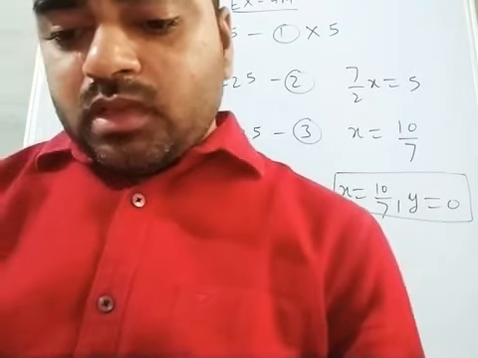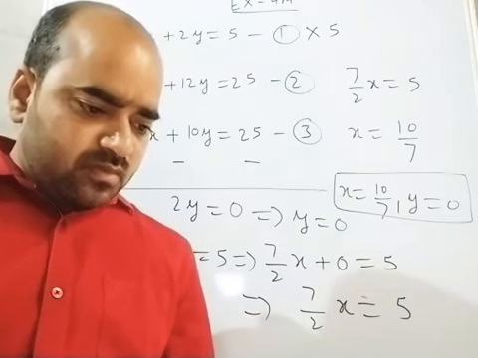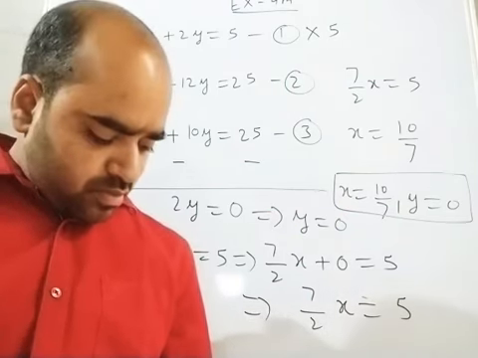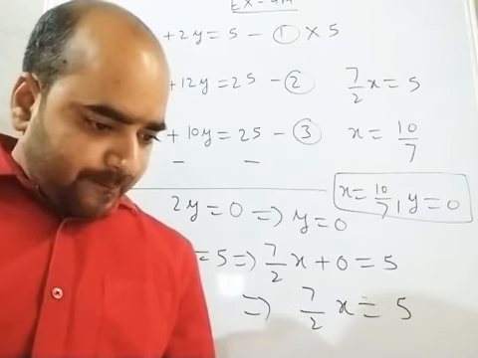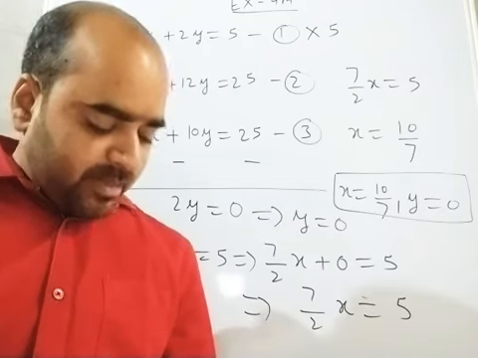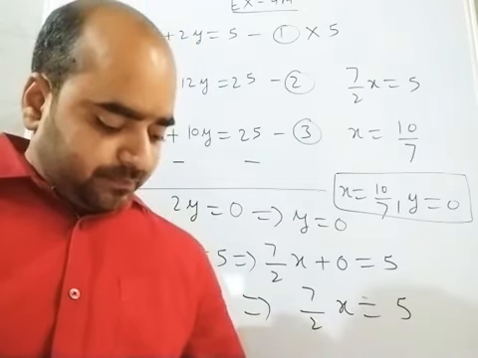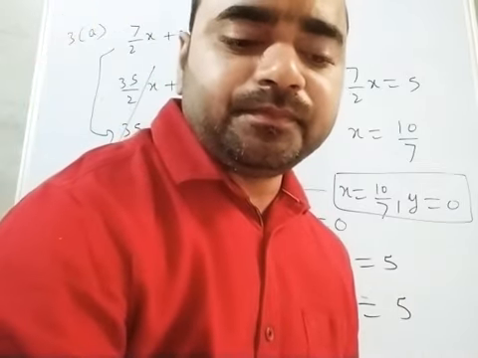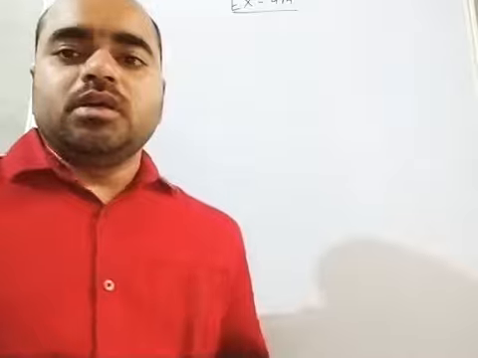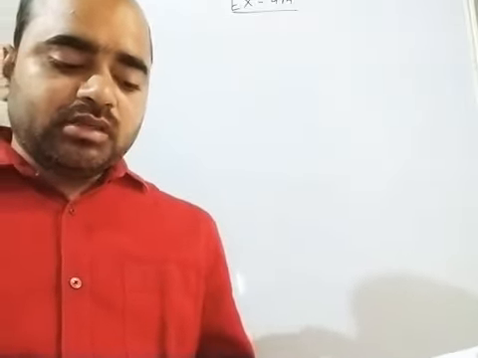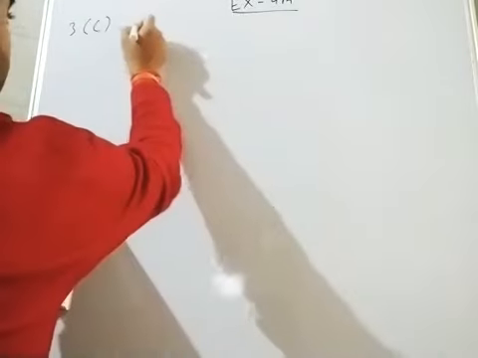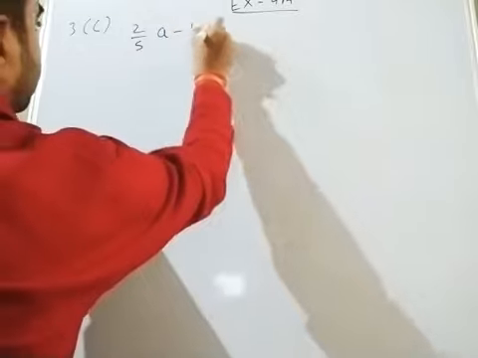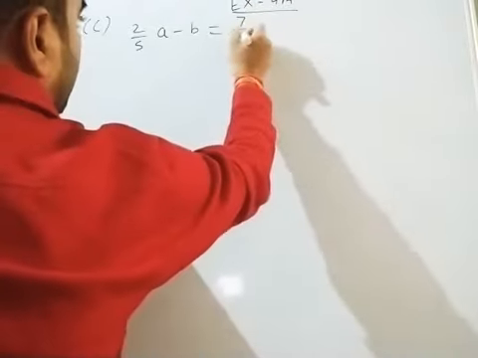Next we will solve the question. Question number 4. Similarly, question number 3C. The equation is 2 upon 5a minus b is equal to 7 upon 5.